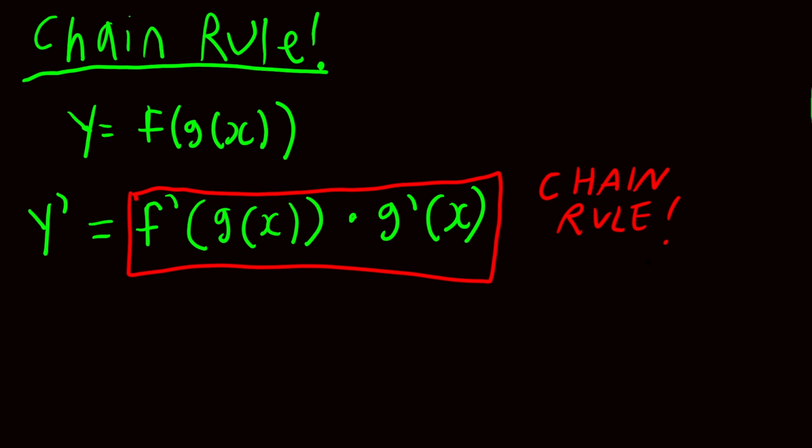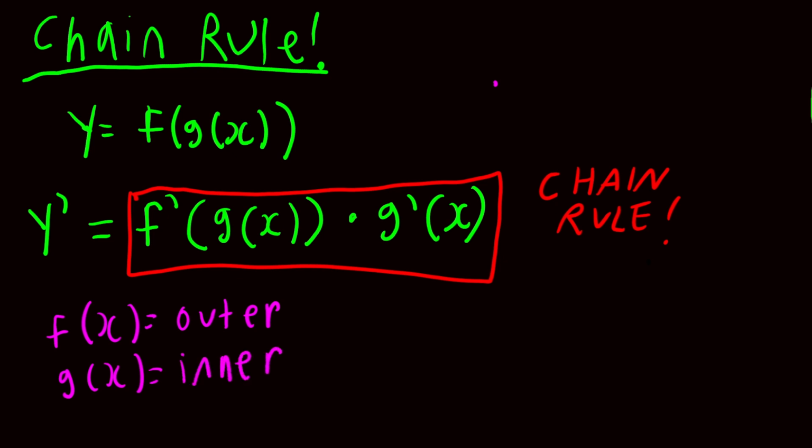So this looks a little bit confusing at first, but we have to think about it as outer and inner functions. So f of x is the outer function, g of x is the inner function. So remember this. This will make it a lot easier when we do our examples.